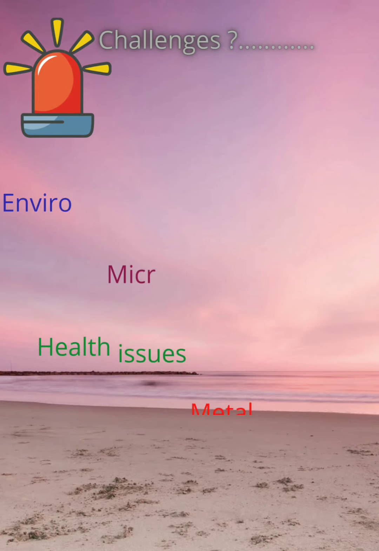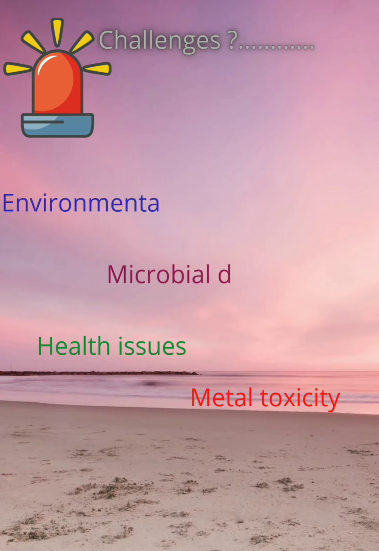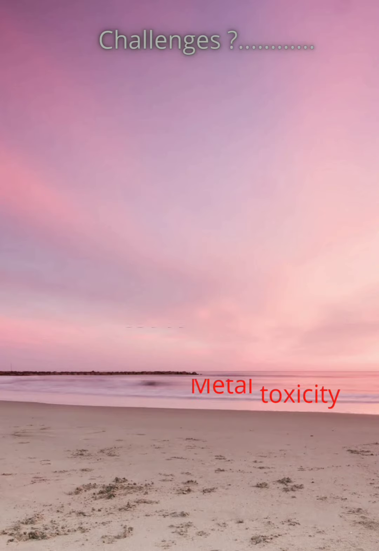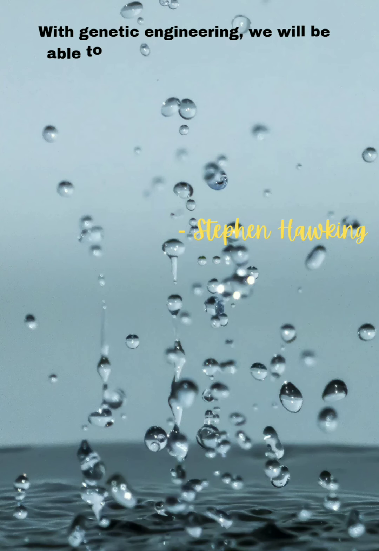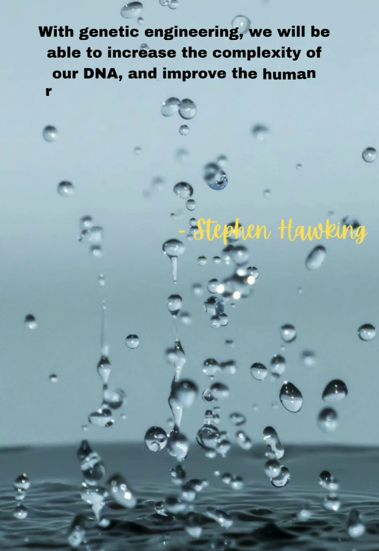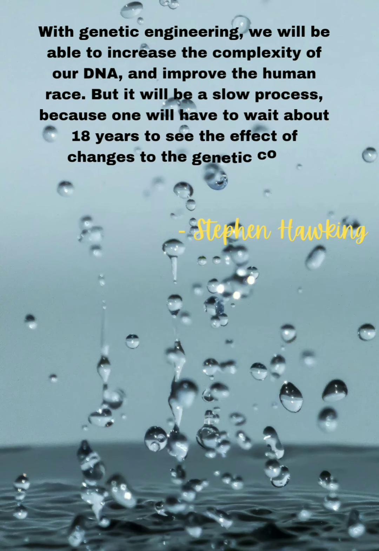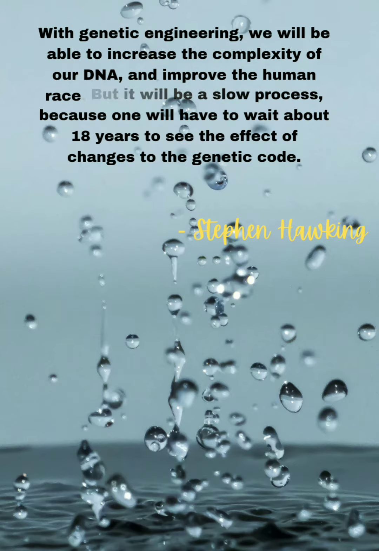Even though it has so many advantages, it also faces challenges. Most of the techniques affect the environment in a negative way. Altering the gene also alters microbial diversity that protects the environment. Some of the techniques may also cause health issues. It also leads to metal toxicity. In short, genetic engineering is an advanced technology that has both advantages and disadvantages for living things on the earth.